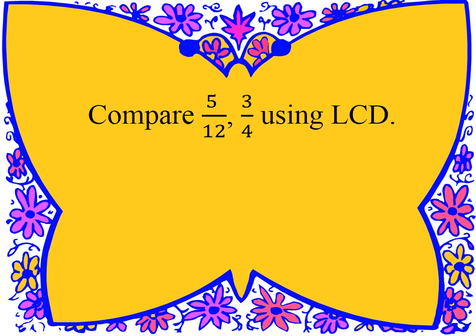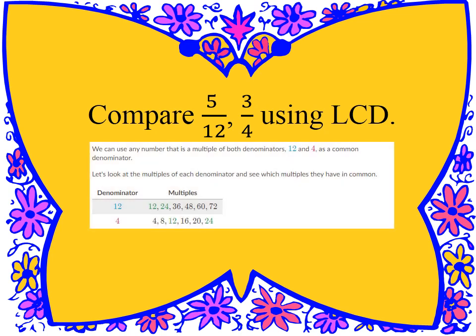Okay. The first step, find out the multiples of the denominators. The denominators here, 12 and 4. The multiples of 12: 12, 24, 36, 48. The multiples of 4: 4, 8, 12, 16, 20, 24. Good. Now, who can tell me what is the common multiple between both numbers?